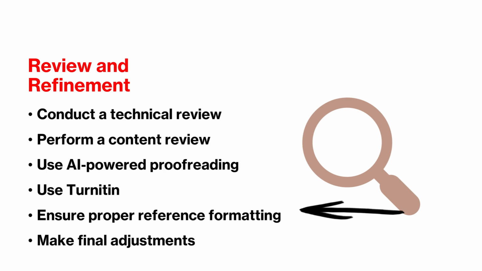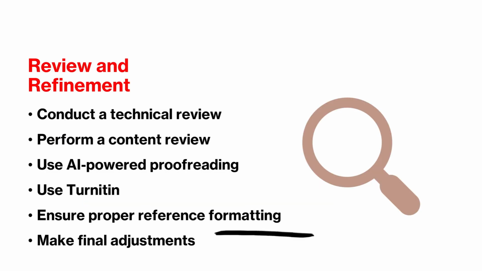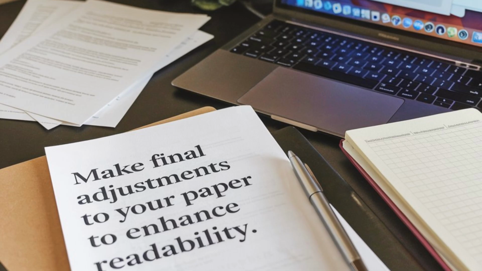Use tools like EndNote to double-check that your references are formatted correctly according to the required citation style. Make final adjustments to your paper to enhance readability. Ensure consistent font size, spacing, and margin alignment for a polished, professional appearance.